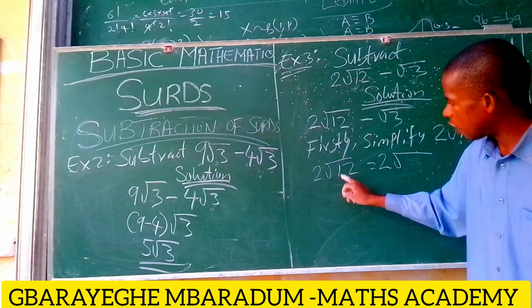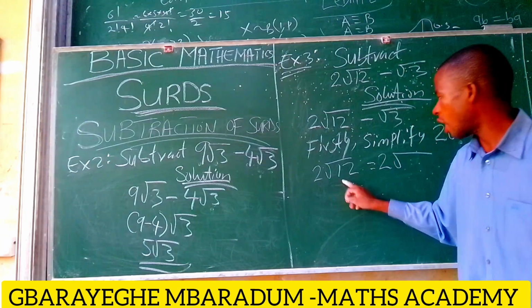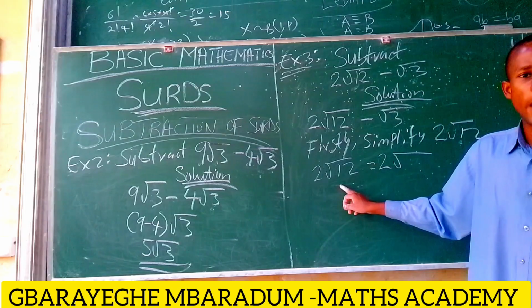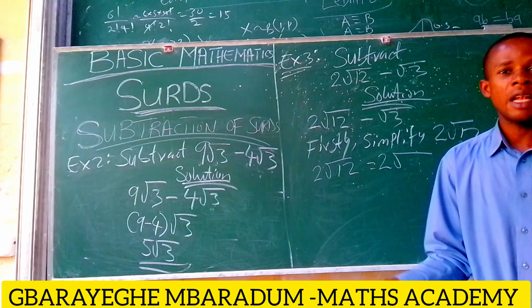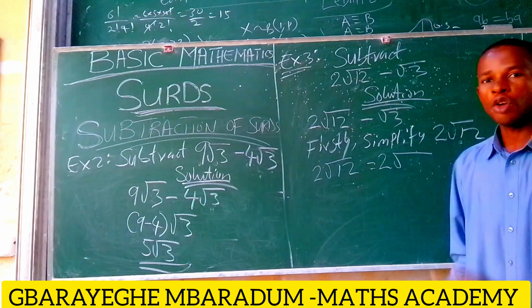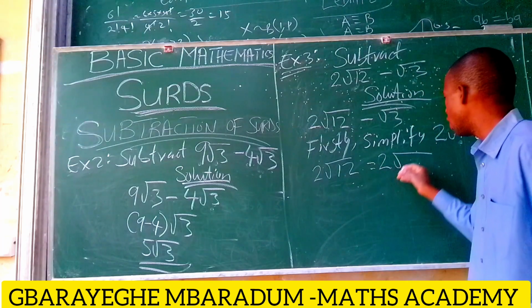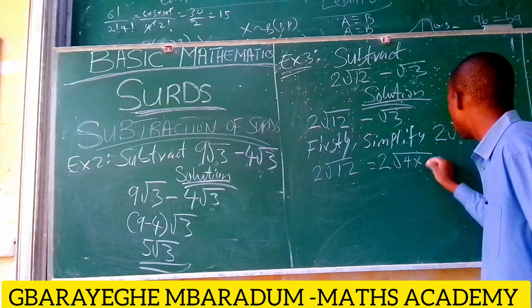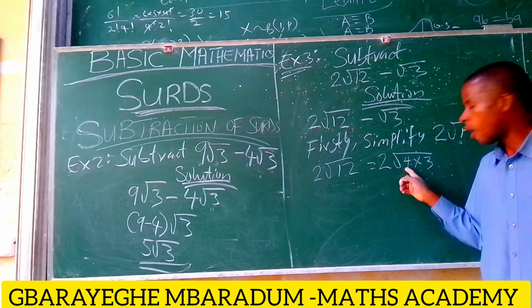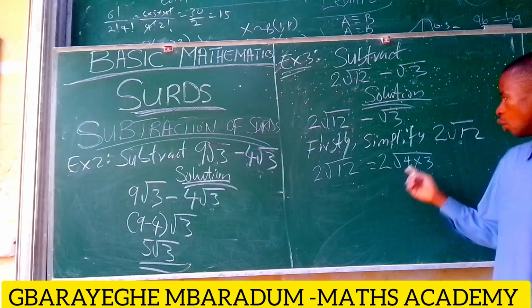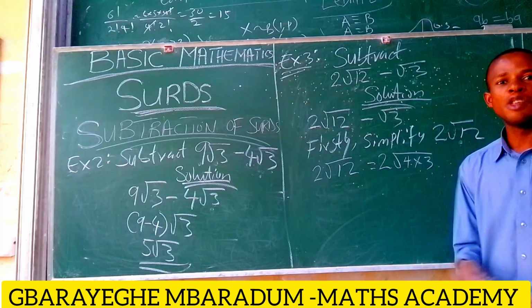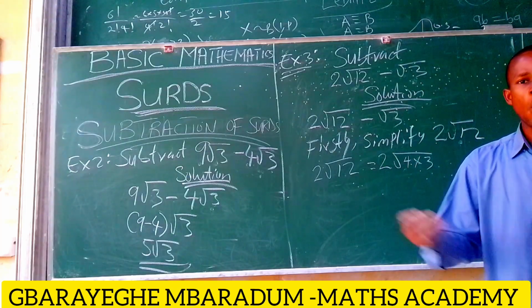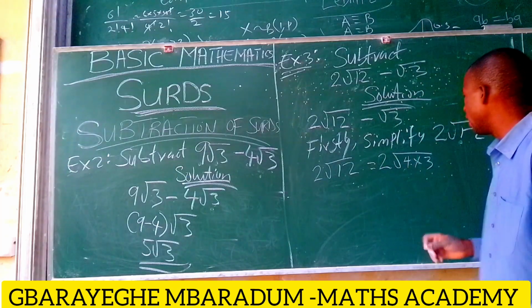If you look at 12, for us to simplify 12, we are going to look for a perfect square, a number that when we take its root, gives us a whole number, and the other number cannot be simplified further. You know that 12 is the same thing as 4 times 3. I know that 4 is a perfect square, because its root gives us a whole number. That's why we are having this here.